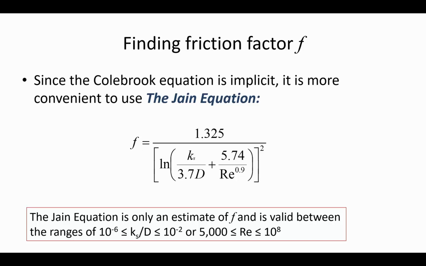And then the other aspect of limitations there is the relative roughness range, from 10 to the -6 to 10 to the -2. And the truth of the matter is that that's most of the conditions that will matter to us. Most of the time when we're solving problems, we're going to get a Reynolds number within that range, and most of our relative roughnesses will be within the range. And so usually it's okay to use the Jain equation, but you should always double check the assumption to make sure that it fits within these limitations.